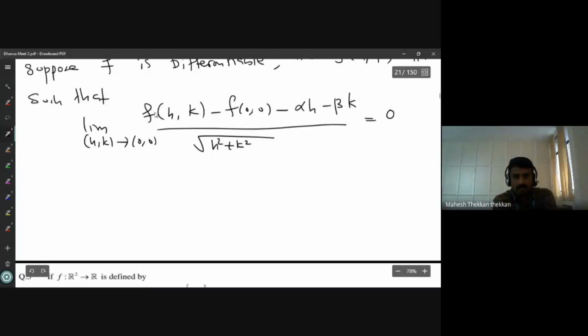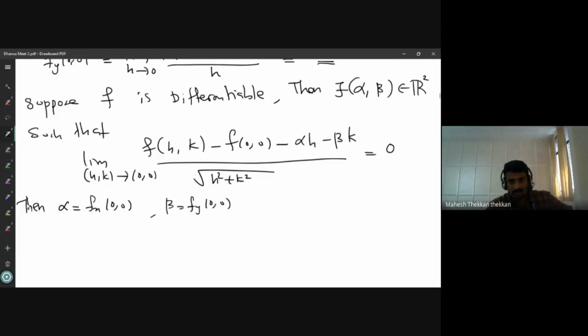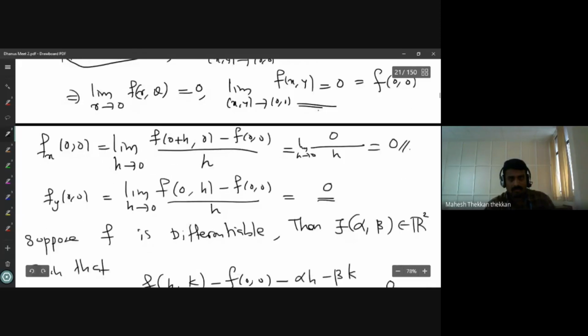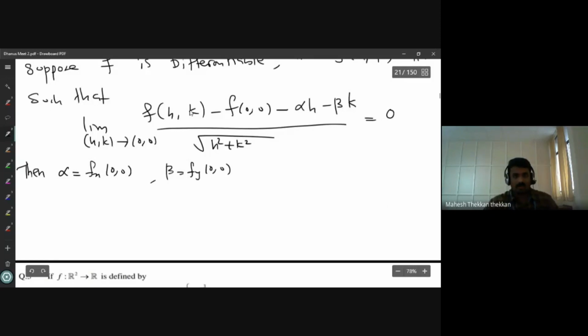So you just substitute those values here. If f is differentiable, alpha should be equal to fx at (0,0), and beta should be equal to fy at (0,0). Now suppose I substitute these values here. What happens? I already have fx at (0,0), which is 0, and fy at (0,0), which is also 0.